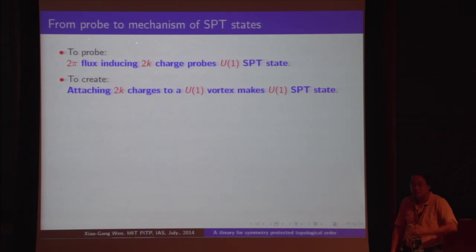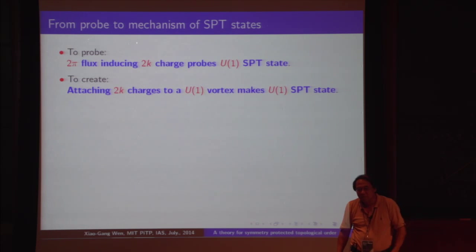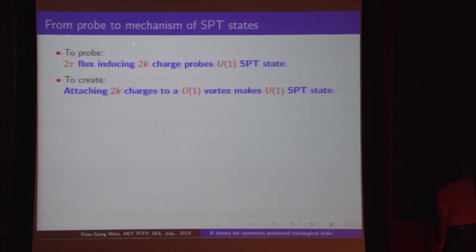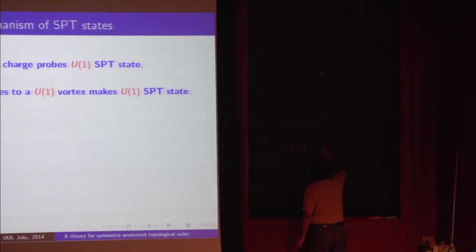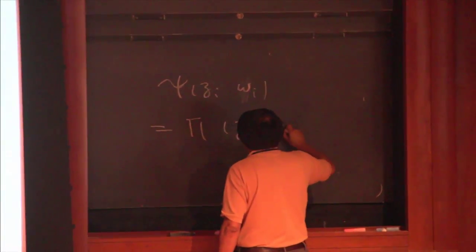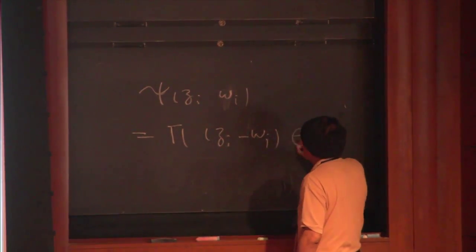Yes, there's some question? Do they have any explicit implementation of bosonic wave functions for the quantum Hall effect? Oh, yes. For this particular U1 SPT state, the wave function is very simple. It's a double layer wave function, like a quantum Hall wave function, in z_i and w_i, which is simply z_i minus w_i, that's it, with some Gaussian term, probably.